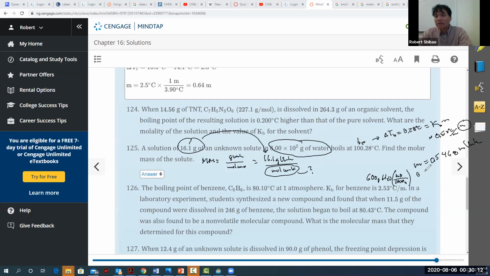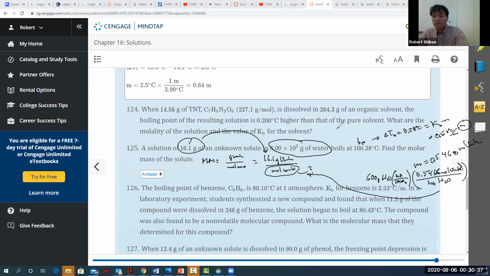It's going to be 0.5468 moles of unknown per kilogram of solvent. The solvent's water, so it's per kilogram of water. In this case, this is dissolved in water. And so this is going to give us the moles that we can plug in here.